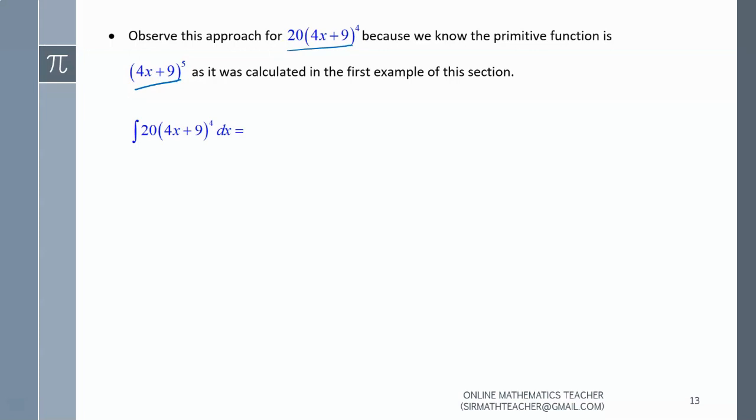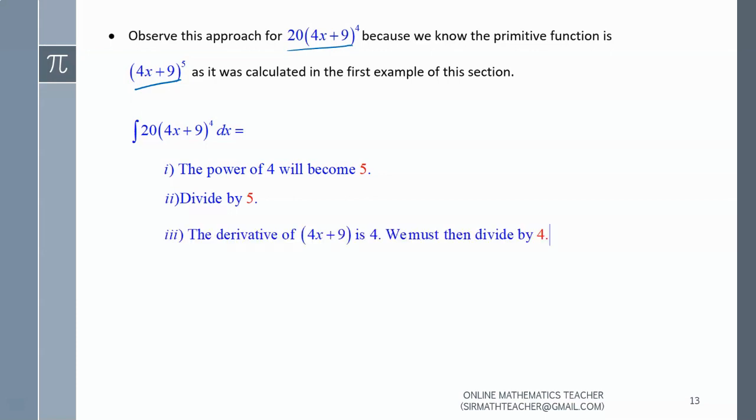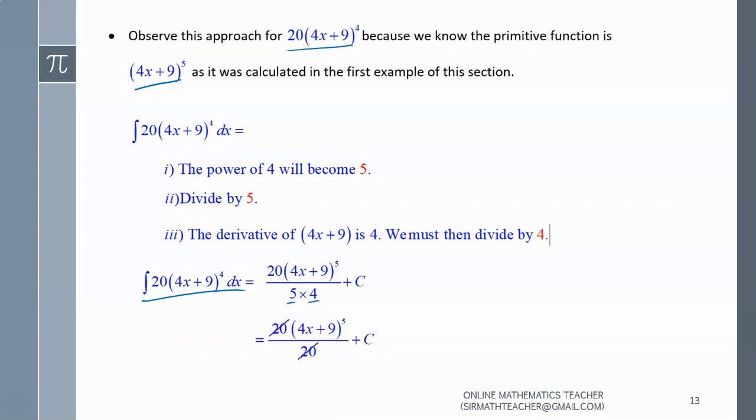So integrate 20 lots of 4x plus 9 to the 4 dx. The power of 4 will become 5. Step 1, divide by 5. The derivative of 4x plus 9 is 4. We must then divide by 4 as well. So rewriting this, the integral is 20 lots of 4x plus 9. The power of 4 has become a 5. Now divided by the 5 and the 4, it cancels out the 20. So we're left with 4x plus 9 to the 5 plus c. That's the informal approach of integrating a composite function.